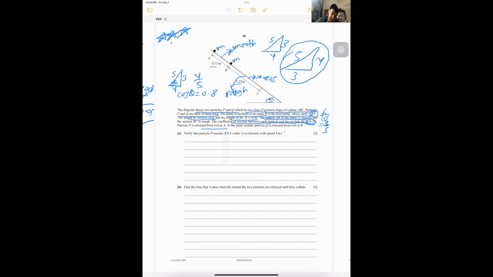Particle P is released from rest at A. At the same instant, particle Q is released from rest at B. So what they meant is they are released together, that is, at the same time. Please write these side notes that I gave you, because they are the things you will need whilst revising the same sums.